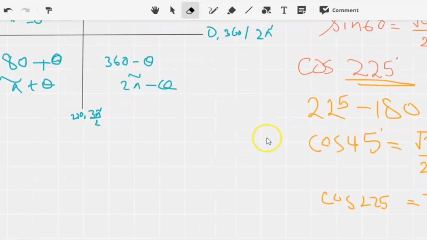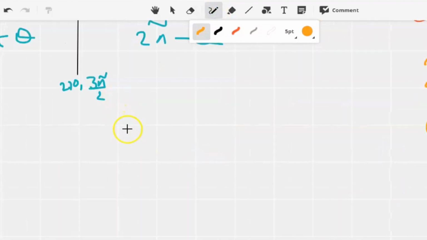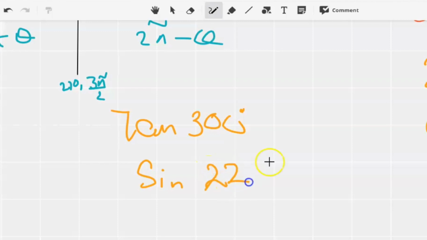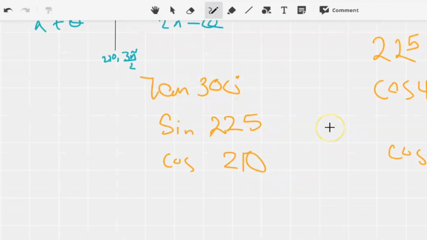Okay. Now I'm going to give you some questions. You can do them. Let's say you have tan 300. You have sine 225, and you have cos 210. Okay, these are the questions you can do yourself.